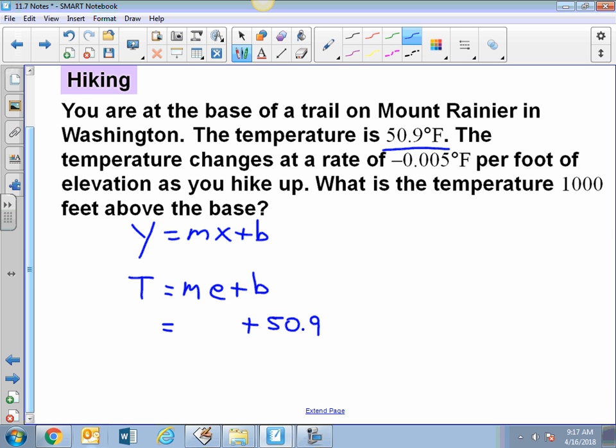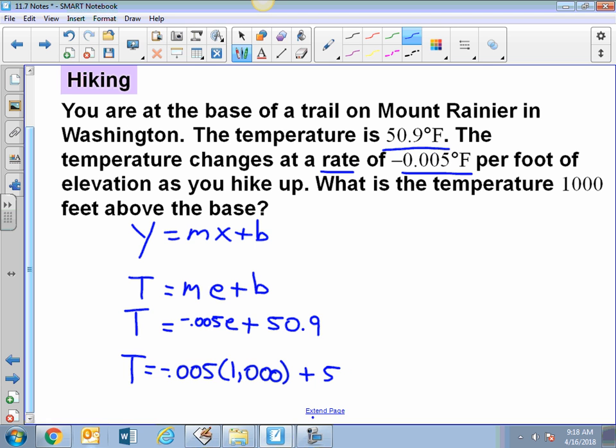Your rate, which it gives you, which is the same thing as your slope, is negative 0.005. And I'm going to put an E there because E would be my elevation. Now that is going to be in feet. So if you want to figure out what 1,000 feet above the base is, all you have to do at that point is just plug 1,000 in for your E. Well, that would be a pretty easy way to figure this out.